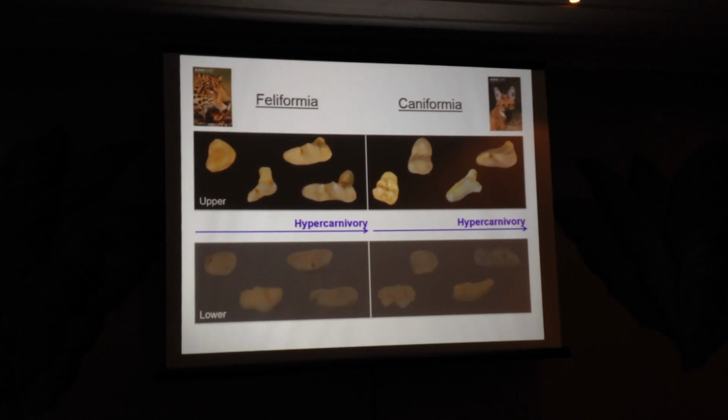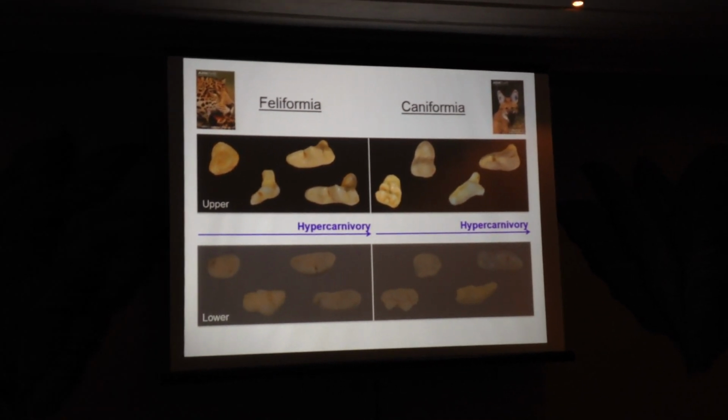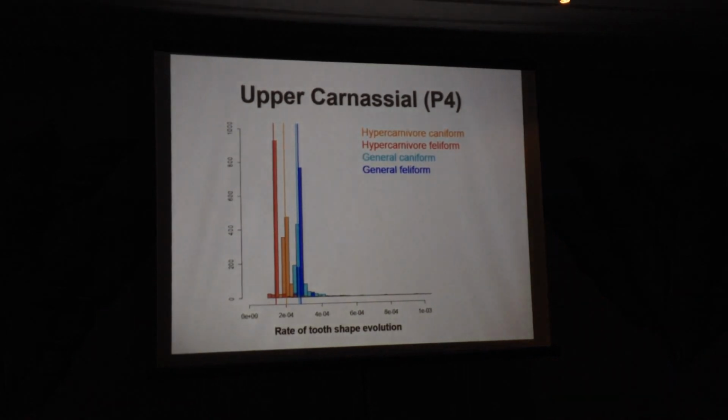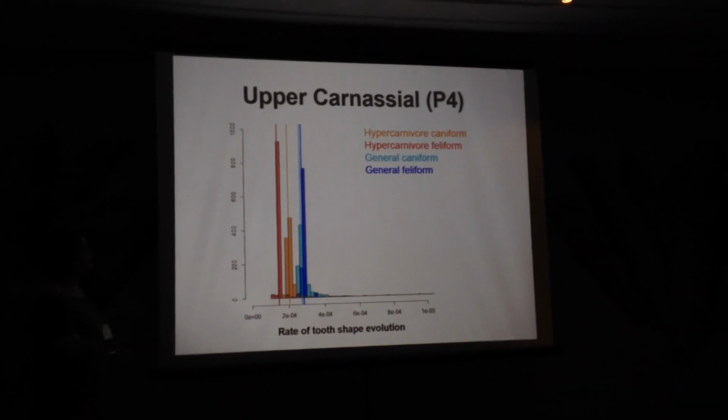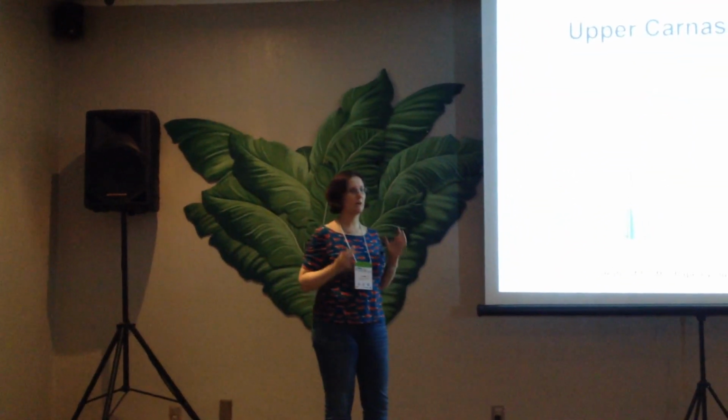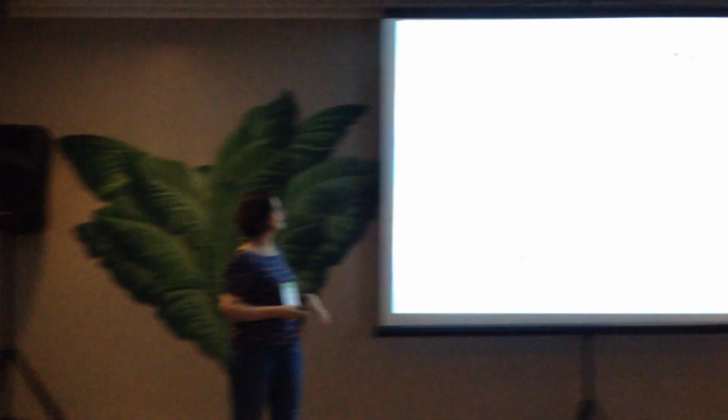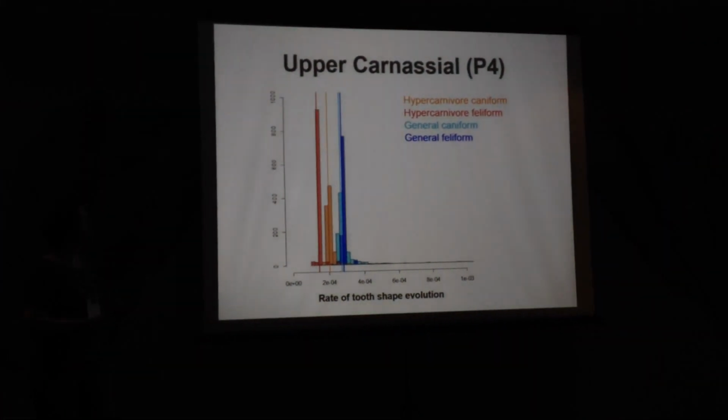So I'm going to go into the results now, and I'm going to start with the upper tooth. So these are the results of the upper teeth. You'll notice here I have 4 categories. We have only 114 species, so we have limited power with this data set. So I've stuck to 4 categories.